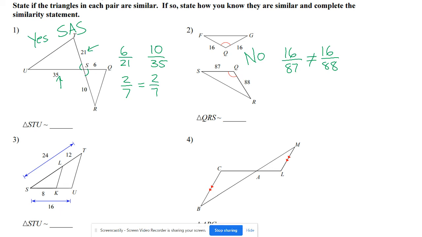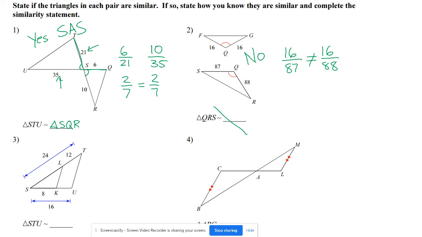I'm not dying. I do need to make my little similarity statements, and I should have done that on number 1. I have STU is similar to, and now I got to match that up. So point S will go with itself. Point T is on the end of the short side of this triangle. So I'm going to take the short side of the other triangle. That takes me to Q. And then U and R, those are left over. Those will match up. On number 2, I don't have a statement because they weren't similar.